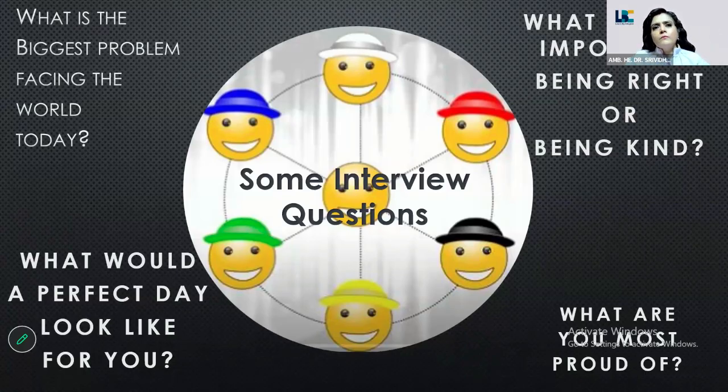What is more important, being right or being kind? Or what would a perfect day look like for you? People ask you these questions, yes or no? So, depending upon the situation, the question that you are being asked, the task that you are being put to, you put on different thinking hats and you answer it. What is that you are most proud of? These are very thought-provoking questions, yes? These kinds of questions we should incorporate in our learning process, right?